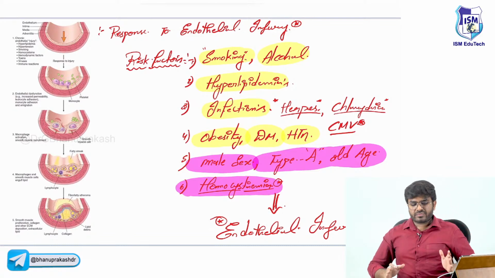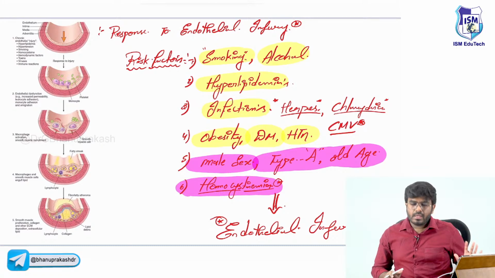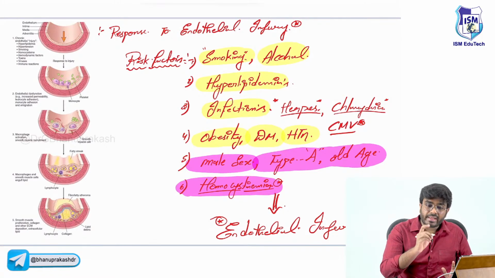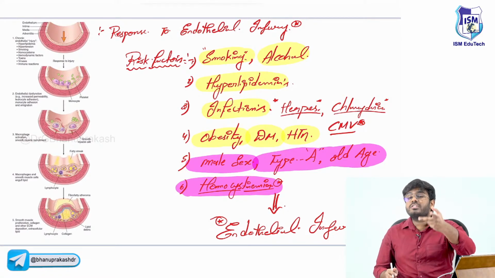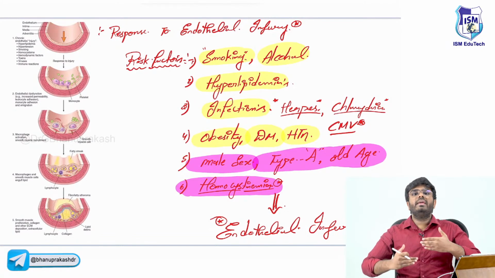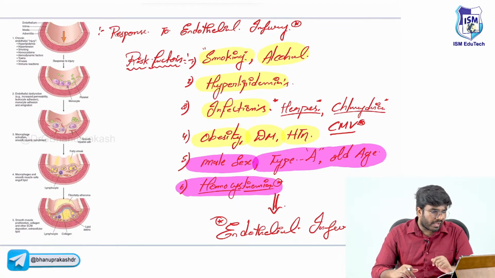So these are the modifiable risk factors which I have shown you in the yellow color, and non-modifiable risk factors which I have shown in the pink color. At the end of the day, there will be endothelial injury. Now what exactly is atherosclerosis? Already I have explained you. It's a response to endothelial injury. Whenever the endothelium is getting injured, there will be a response by the body. So what is that response, sir? Now that we have to study.